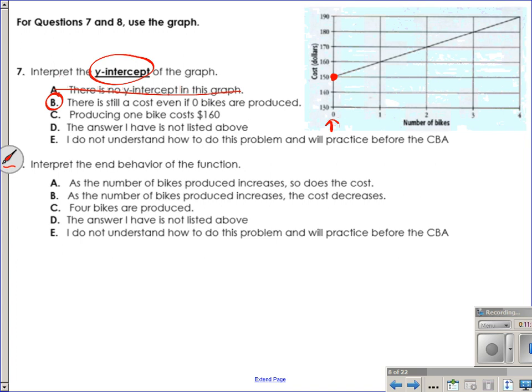Okay. Number 8 says interpret the end behavior. Well, the end behavior shows that the line is going to continue increasing. So that means that as the number of bikes increases, so does the price. So that's A. As the number of bikes produced increases, so does the cost.